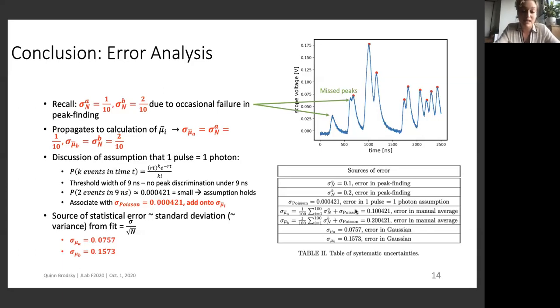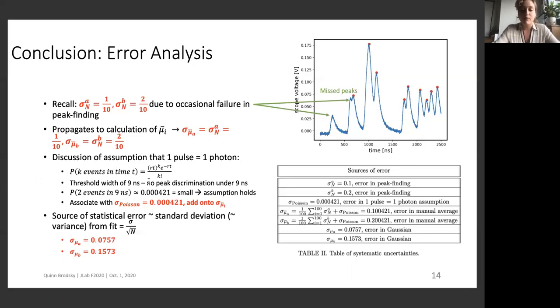Using data set B, there's an average of about 8 photons per sweep, where one sweep is 2,500 nanoseconds. So our rate is about 8 events per 2,500 nanoseconds, which means 3.2 times 10 to the 6 events per second. And so we can use the Poissonian probability distribution to try to calculate the probability that 2 photons occur within 9 nanoseconds. And we plug this into the equation and we get a very small probability of about 0.04%.